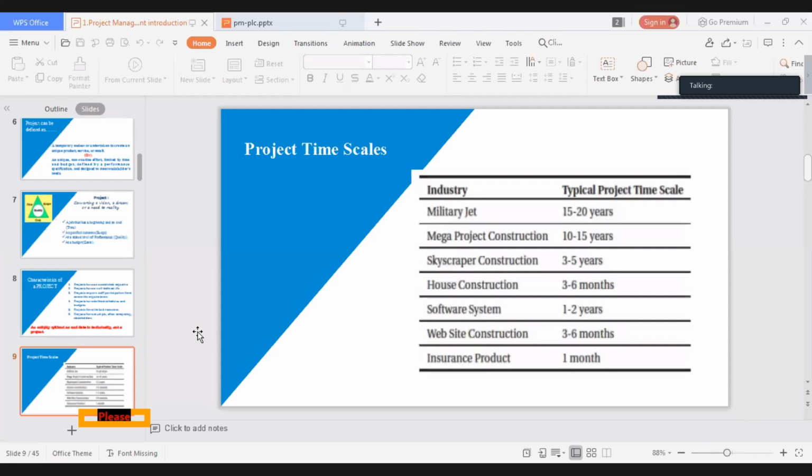Website construction. Then software. Nowadays, unless it is a huge package, softwares will not take 1 or 2 years. Even a small app may take only 1 month to develop. But typical times are given.